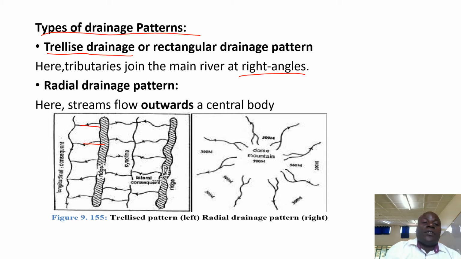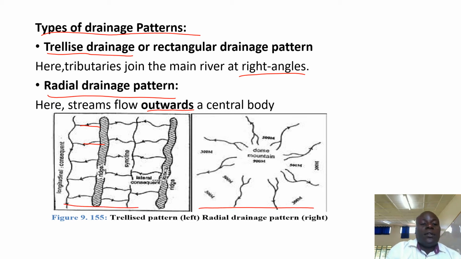Then we have radial drainage pattern. In radial drainage pattern, streams flow out of a central body. They radiate outwards. In the middle, there is, for example, a lake, and these rivers are flowing out of a lake. They don't converge at the center, they diverge from the center. That is radial in this diagram.